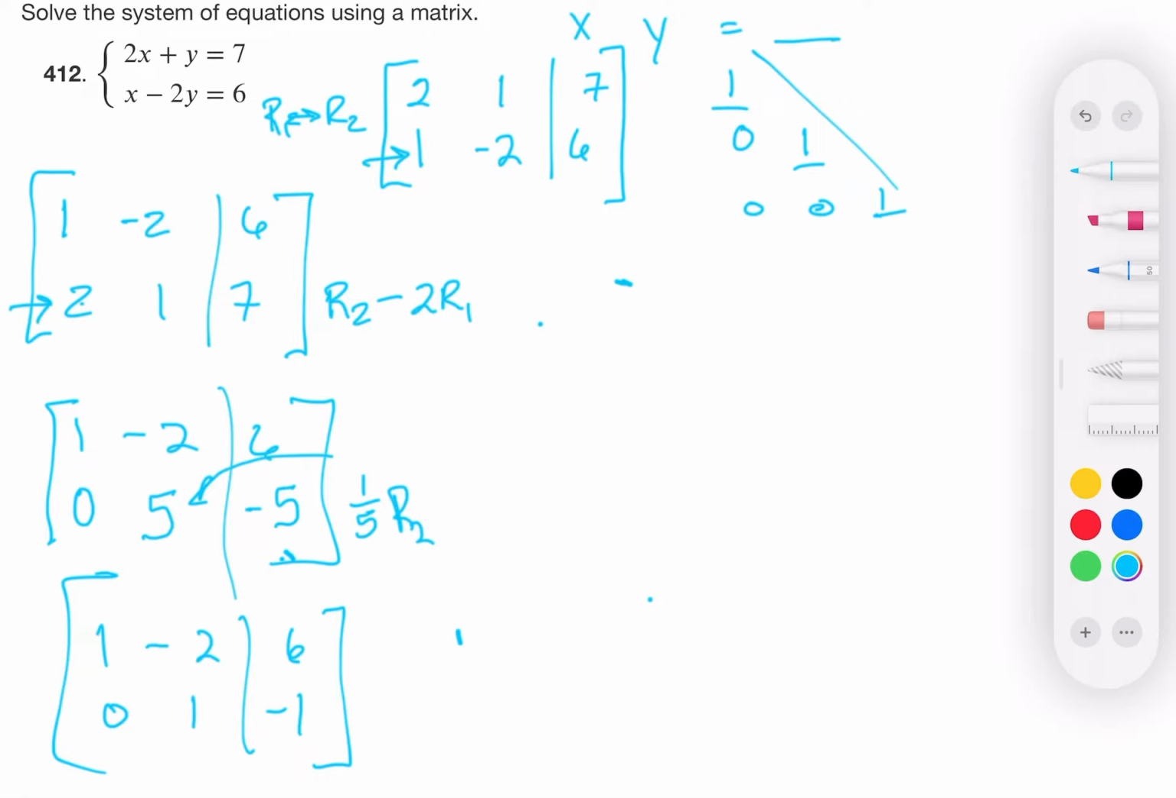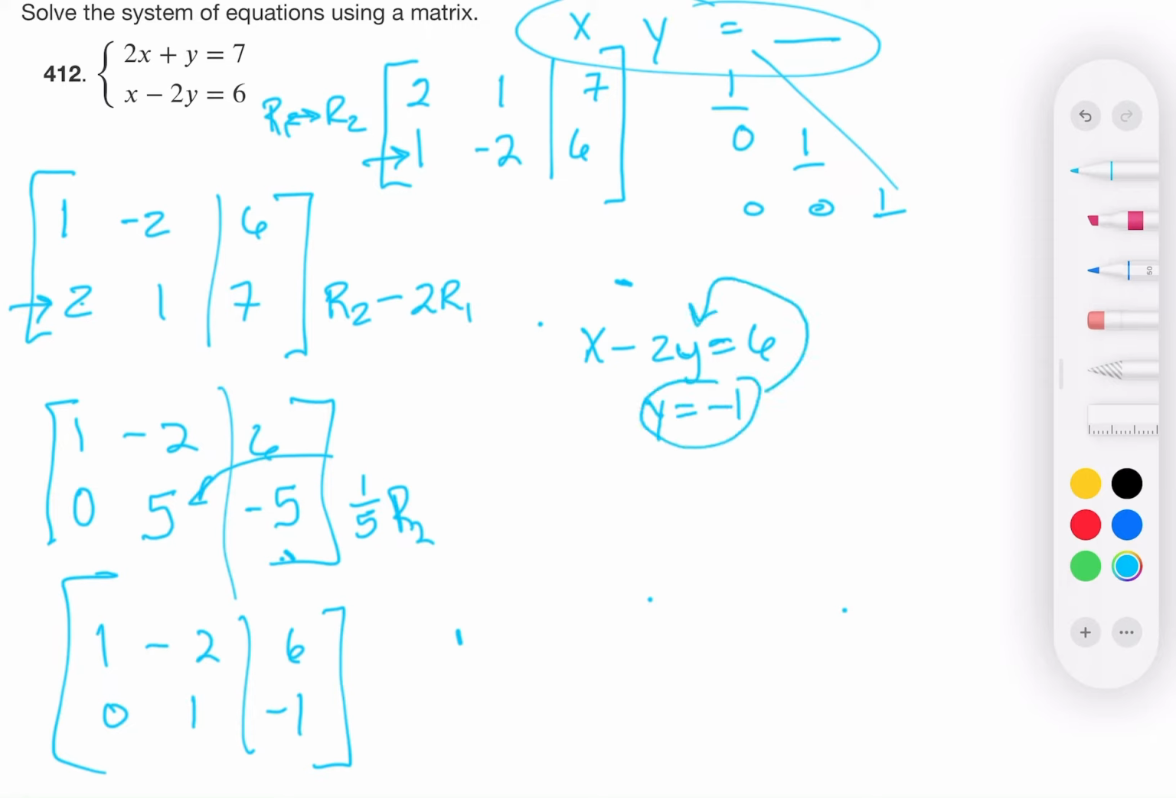Now we can rewrite this using our x, y equals form. So the first one is x minus 2y equals 6. And the second one is y equals negative 1. So now we can take this and plug it into this equation. So we've got x minus 2 times negative 1 equals 6, or x plus 2 equals 6, or x equals 4. So our solution is 4, negative 1.